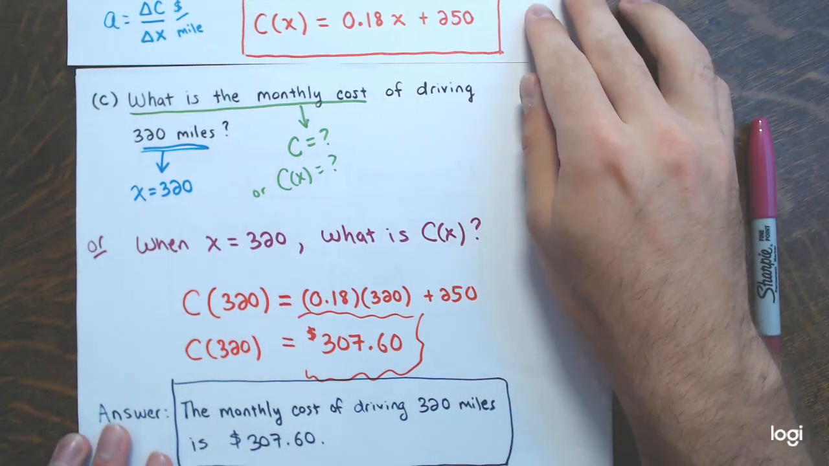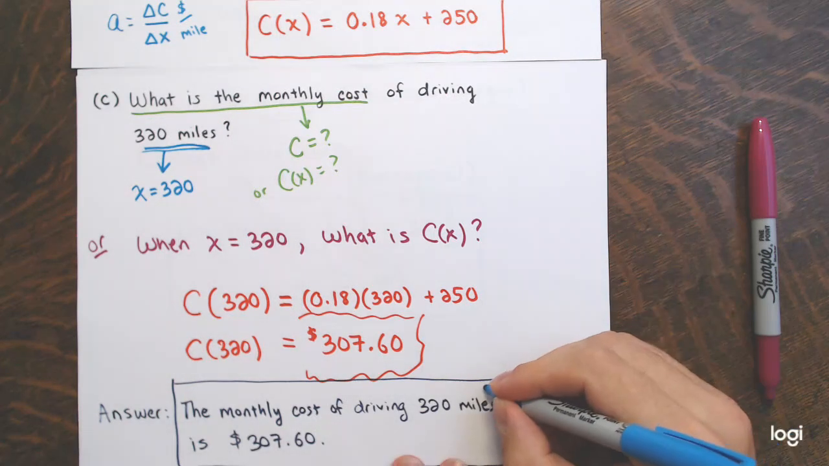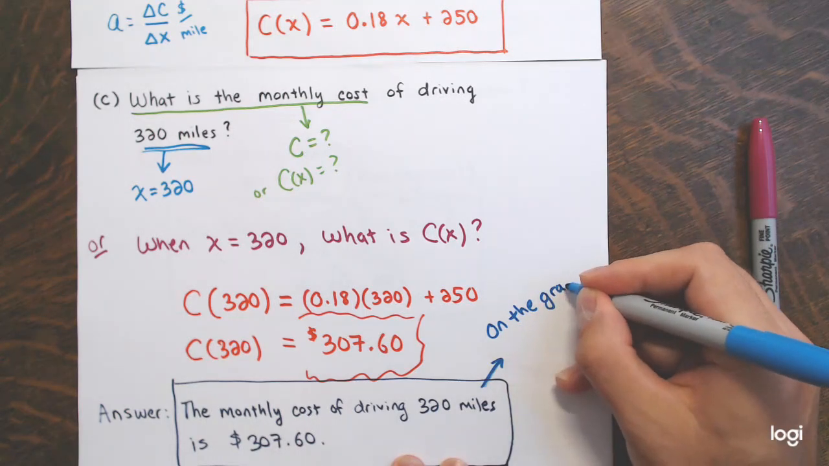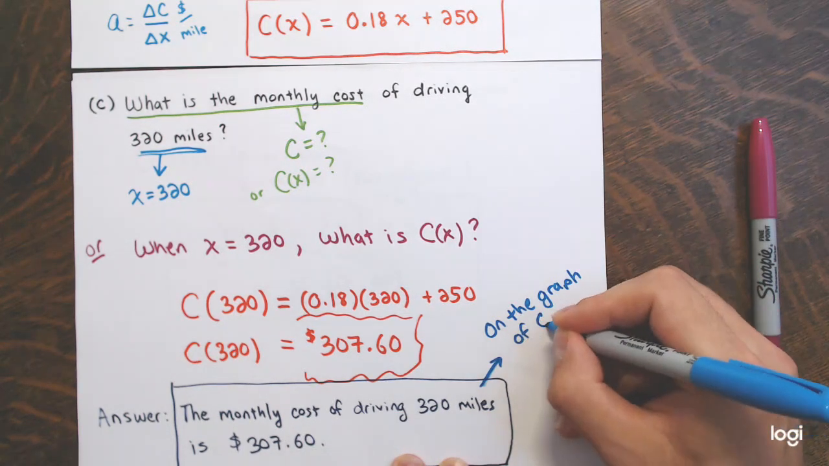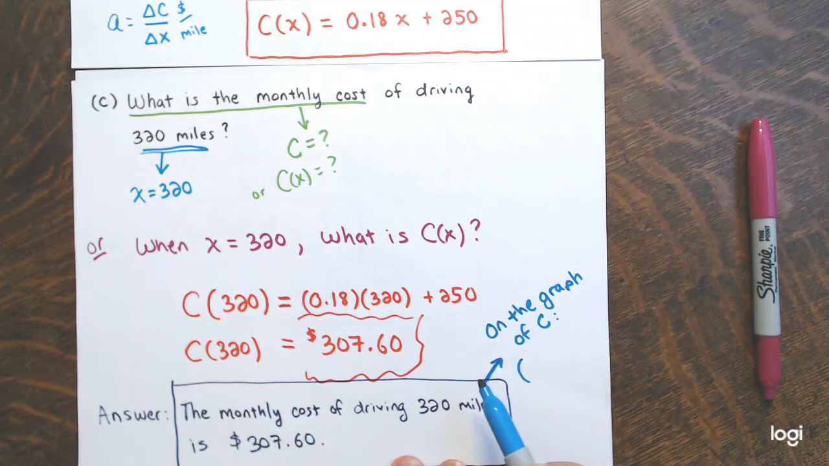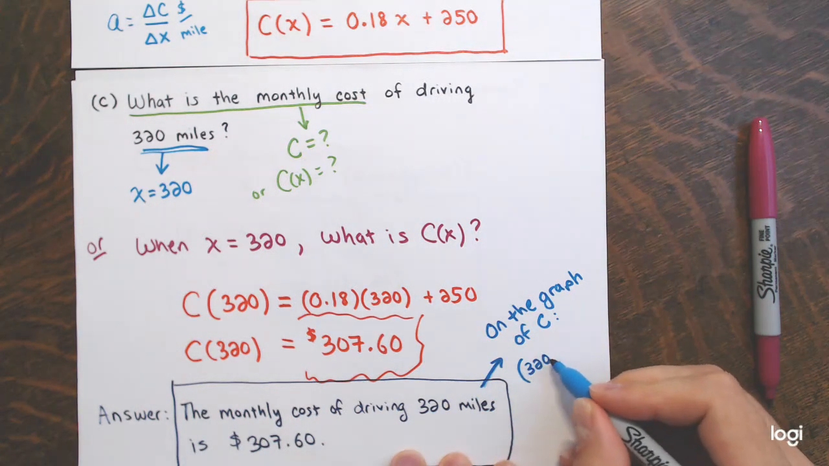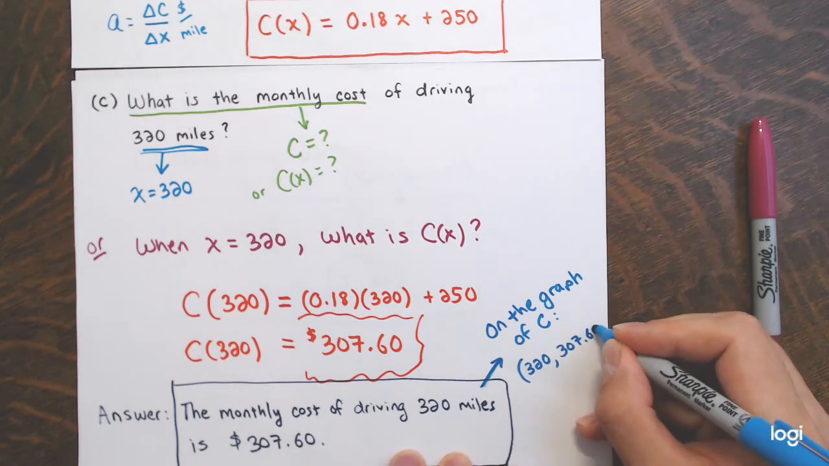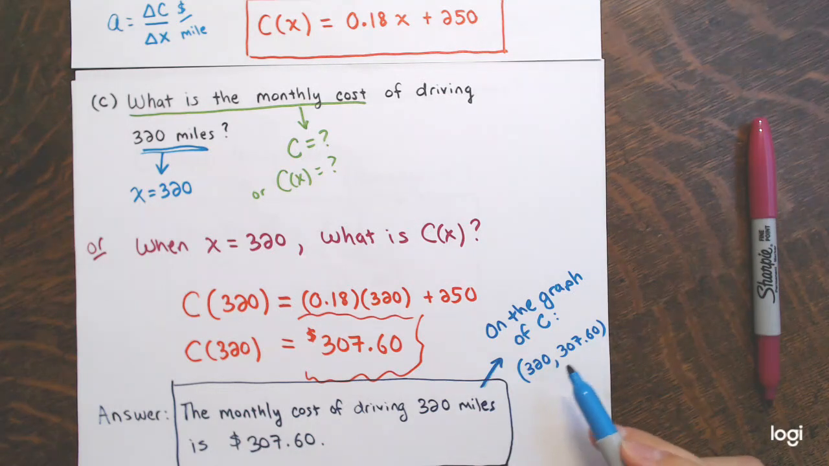Additionally, something else that I can point out here is if we were to go on the graph, that means that on the graph of this function, on the graph of C, we would have this ordered pair. Now remember, my input variable is x, output C, so the input is mileage, 320, comma, output is cost, 307.60. I would have this ordered pair. I'd plot this point, and I will be getting to the graph of this cost function later. So we should see that indeed this point should be on that graph. Okay.